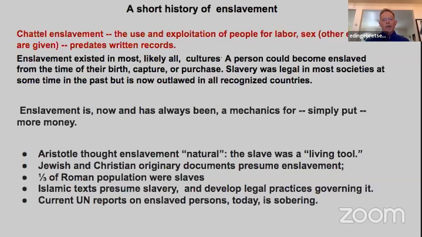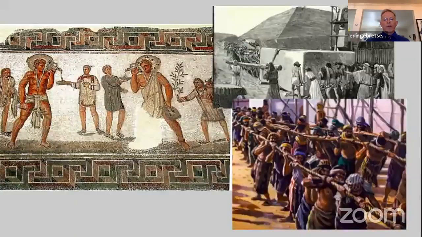Things we'll talk about this afternoon. Aristotle thought enslavement natural. The slave was a living tool. Jewish and Christian and Islamic original documents presume enslavement. A third of the Roman population were slaves. The Quran presumes slavery and develops legal practices governing it. But the current UN report on enslaved persons is sobering.